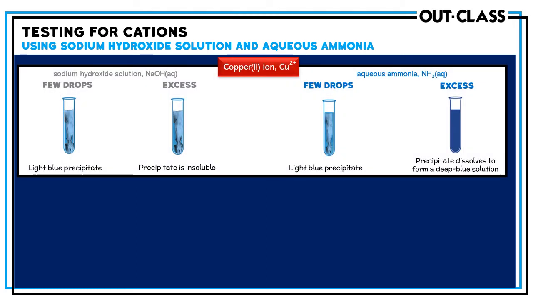First, the test for copper 2 ions. पहली indication copper 2 ions की color of the solution होती है. Most of the copper salts are blue in color. So if your salt solution is blue in color, it may contain copper ion, right?